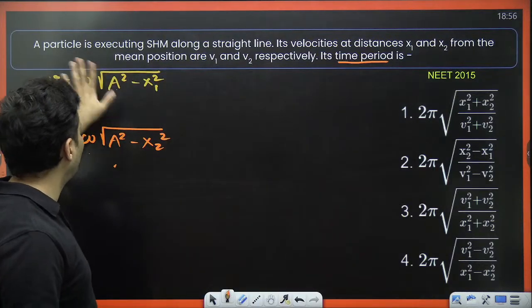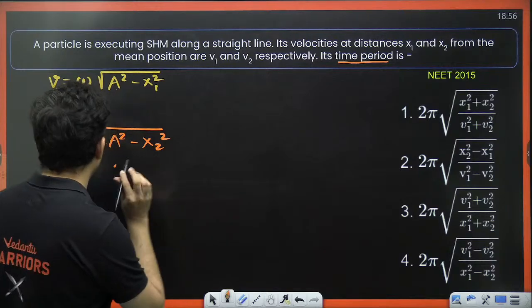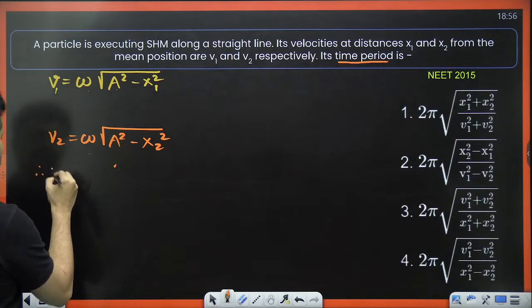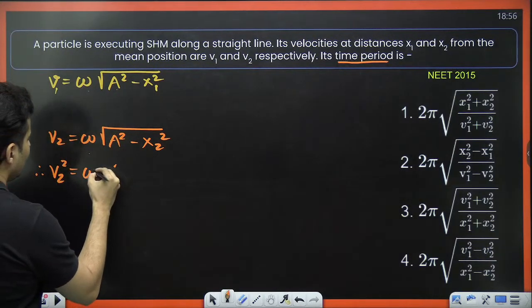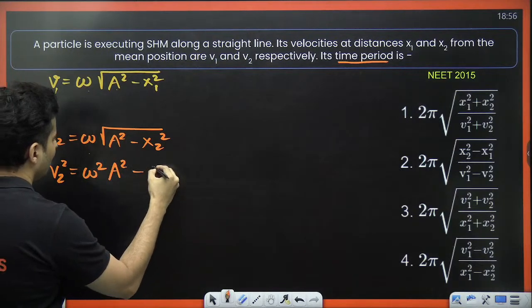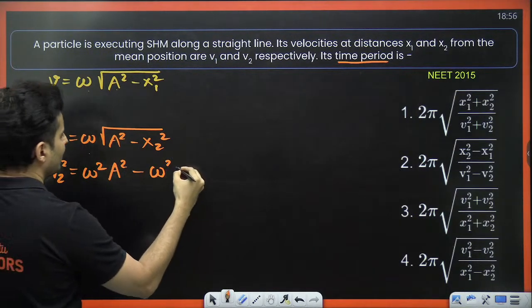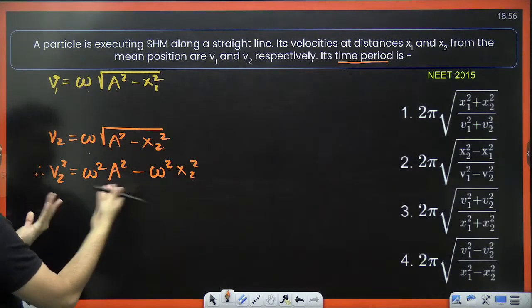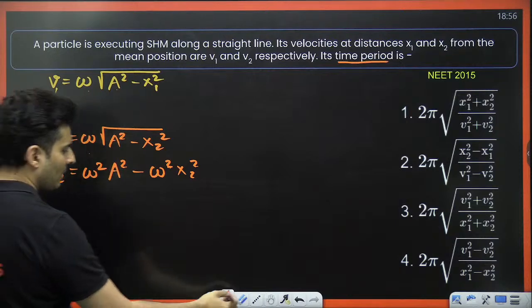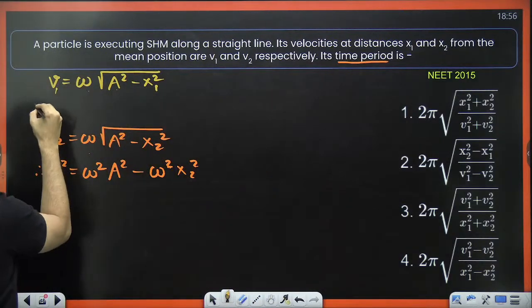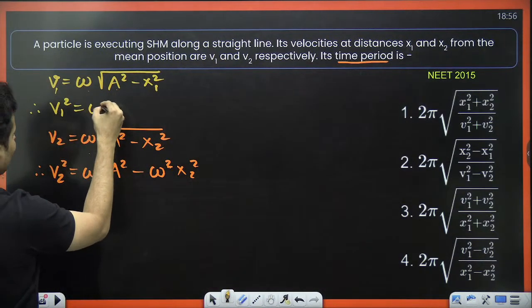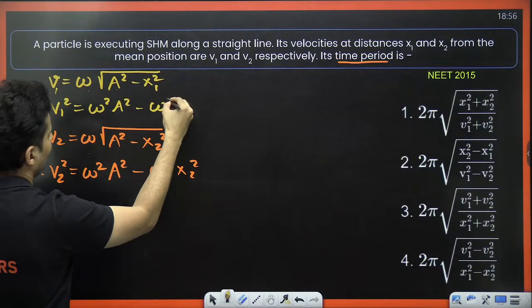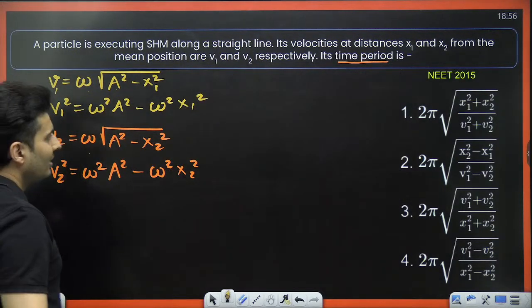I want to get rid of it. How do I say bye-bye to amplitude? You can't just say bye and go away. Let's just square this and see what we get. V2 square is omega square a square minus omega square x2 square. I'm just squaring this equation, that's it, and opening the brackets. Similarly over here, I'll get v1 square is omega square a square minus omega square x1 square.